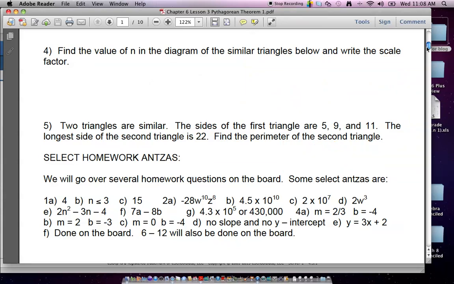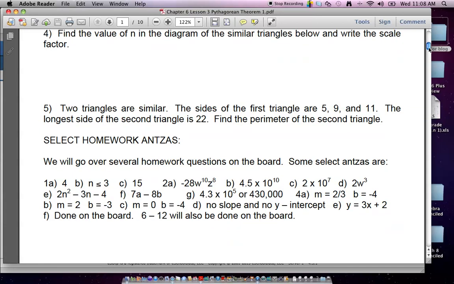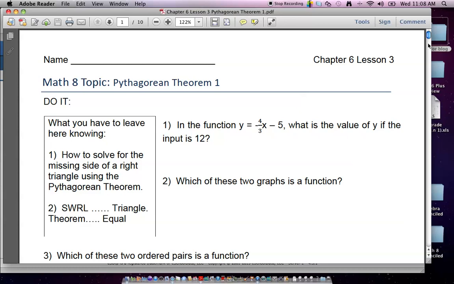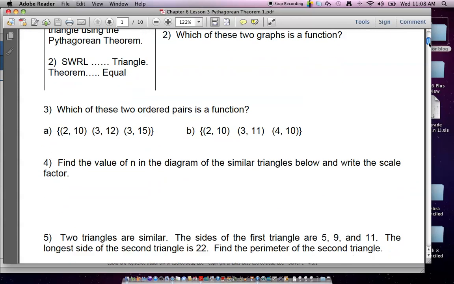What does congruent mean? Congruent, everybody, what's it mean? Same size and shape. Good. What's similar mean? Same shape. Good. So here's our swirl for today.